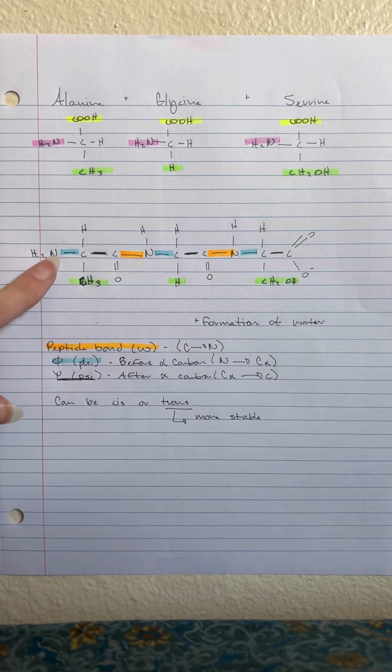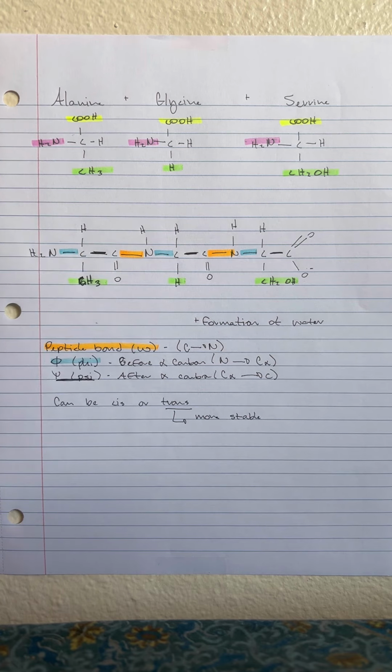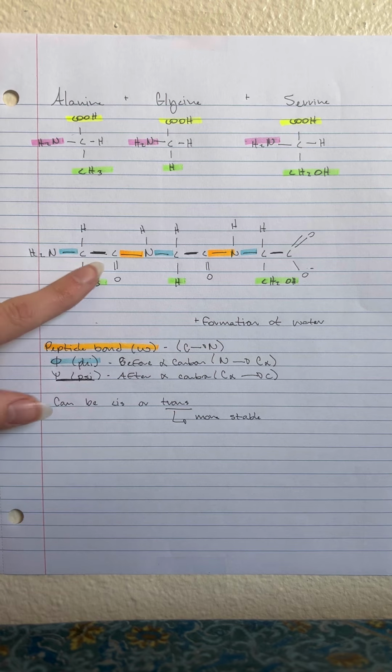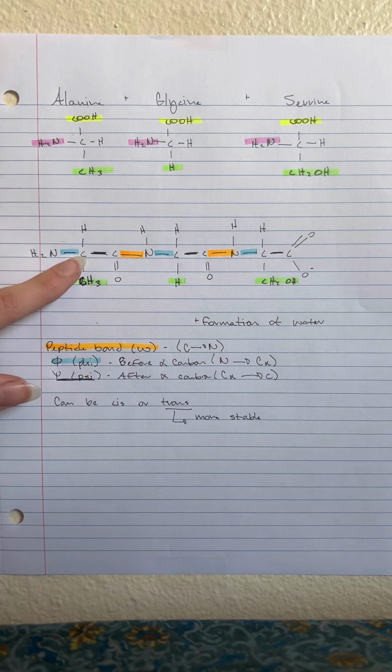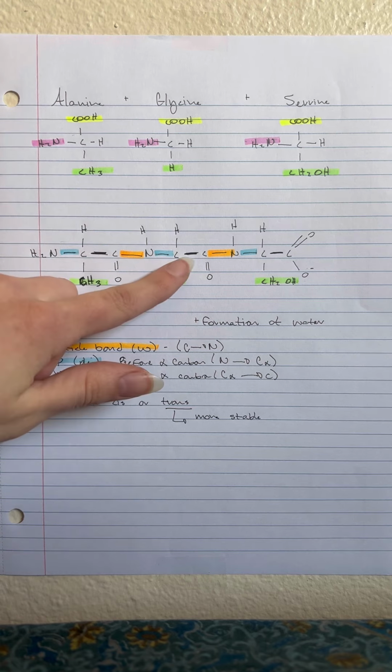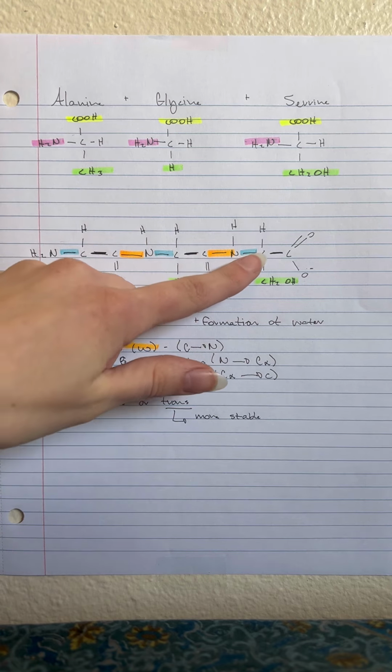So from this nitrogen to the alpha carbon here and here as well. I've also got the psi bonds, and those are this bolded bond here, and those are occurring after the alpha carbon. So from alpha carbon to the next carbon, here and here, and here and here.